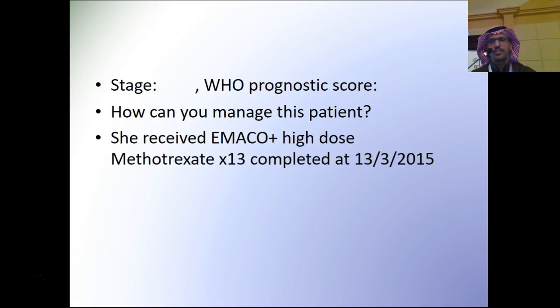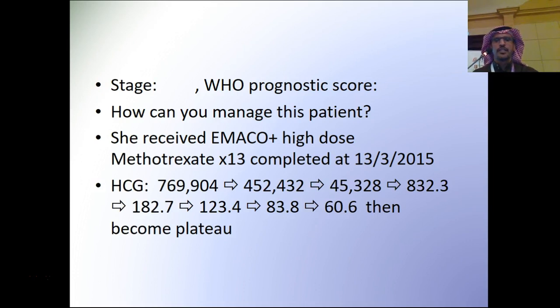So EMA-CO with high-dose methotrexate. She received 13 cycles, completed on 13 March 2015. You can see when you look at the beta HCG, it is going down, then at 60 it becomes a plateau. When a patient reaches a plateau at 60, this means that maybe it is resistant disease. So usually we do restaging to show where the disease is now.